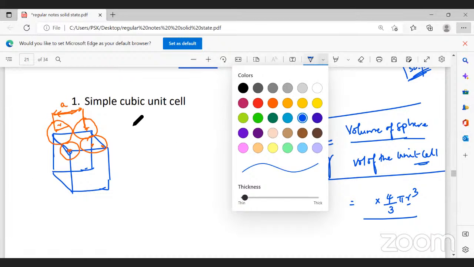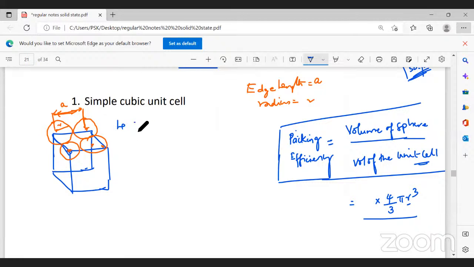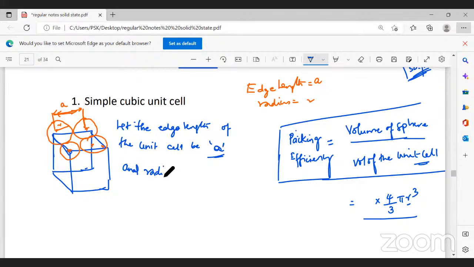Now, the assumption is: let the edge length of the unit cell be small letter a, and the radius of the sphere be small letter r. The spheres are touching each other in closed packing arrangement. 4 spheres are touching each other. Yes or no?